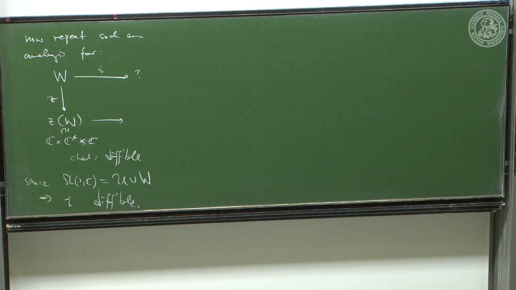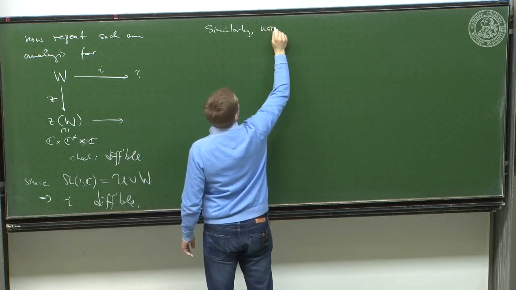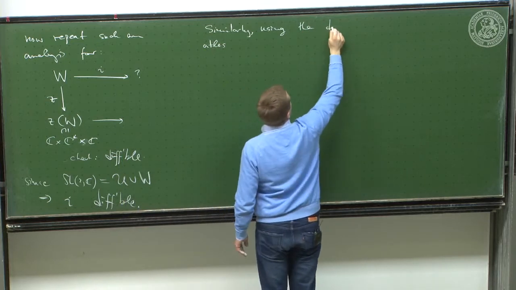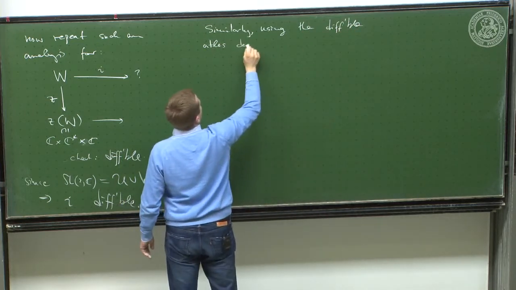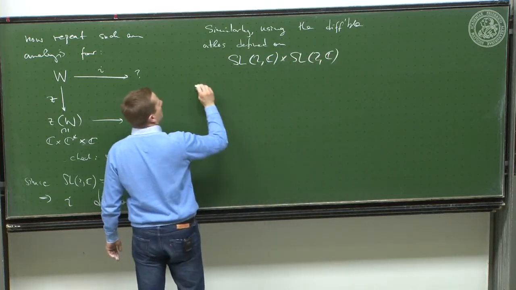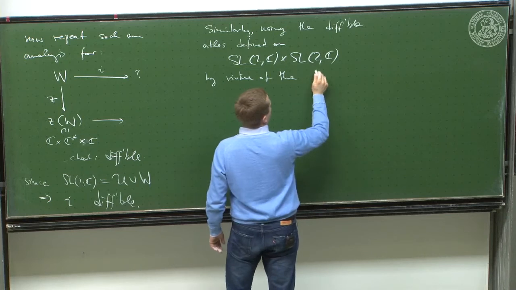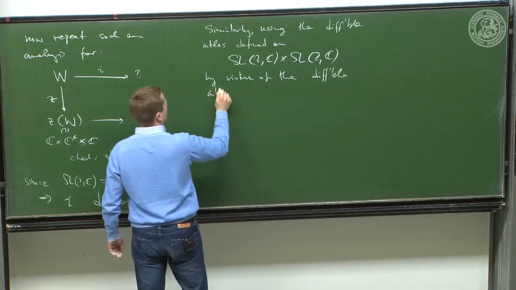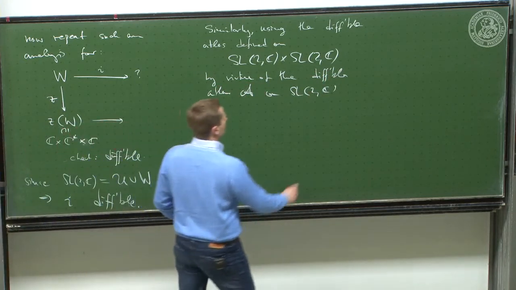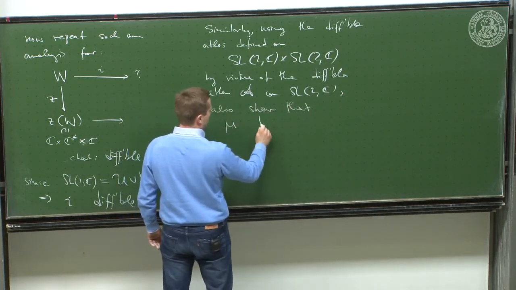Okay, so we found that this inversion map is differentiable, and similarly, using the differentiable atlas defined on SL2C cross SL2C, by virtue of the differentiable atlas A on SL2C, we inherit this, as I remarked before, and can also show that mu is differentiable.